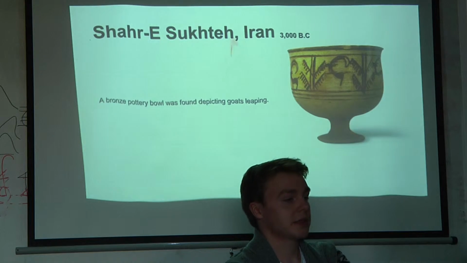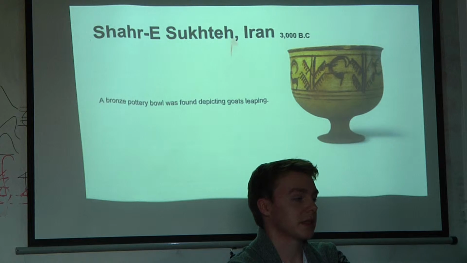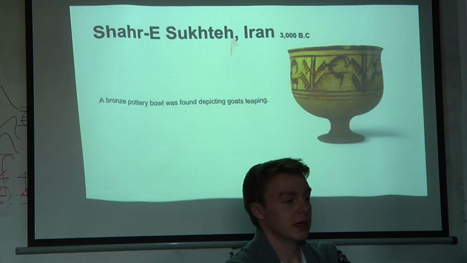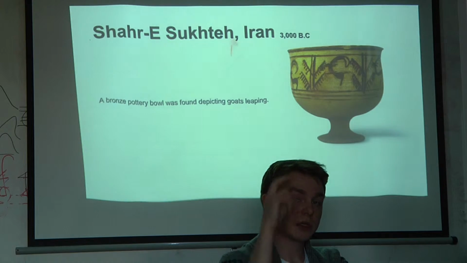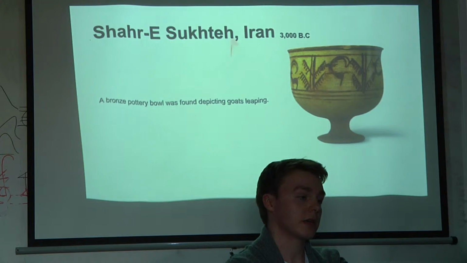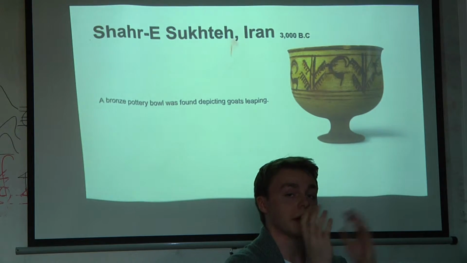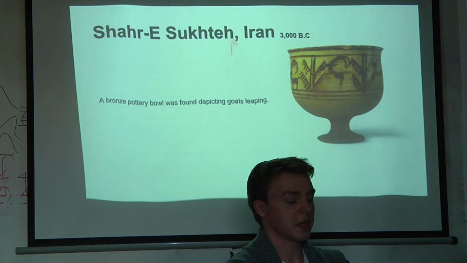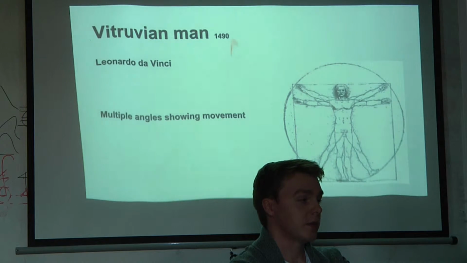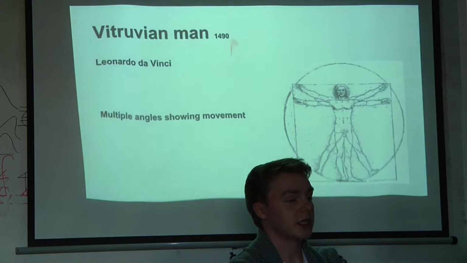And then the next, of course, as Sarah was saying earlier, is the pottery bowl that was found in Iran, and it has a goat leaping across. There are like 5 separate frames, if you will, and if you spin the pot around, then they mimic movement. Vitruvian Man, Leonardo da Vinci. This again, as Sarah was saying, was to show the multiple angles of movement for a person.